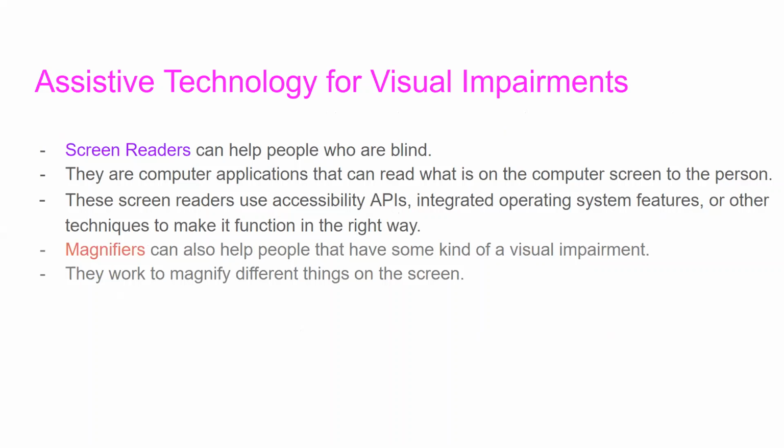And assistive technology that can be used for visual impairments can be screen readers that can help people who are blind. They are computer applications that read what is on the computer screen to the person. These screen readers use accessibility APIs, integrated operating system features, or other techniques to make them function in the right way. Magnifiers can also help people that have some kind of visual impairment, and they work to magnify different things on the screen.